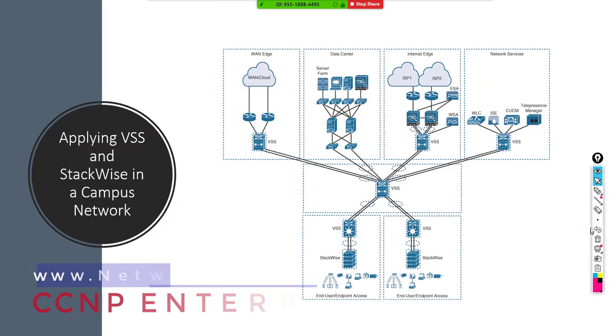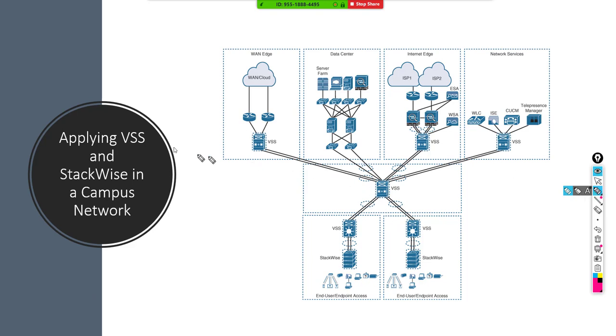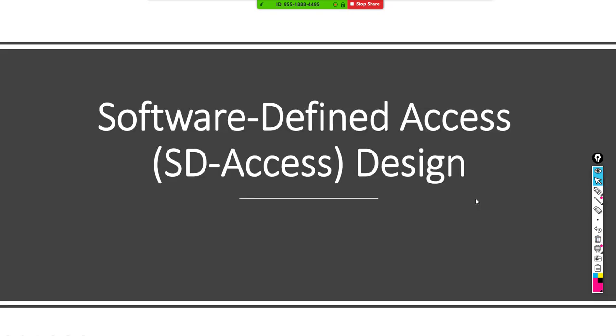Okay, so this is a full scale diagram of VSS and stack in a campus network. We have stack in distribution, we have VSS on core, we have VSS again, and all other things. If you go back to the 3 tier and 2 tier, we have seen more focus on 3 tier or 2 tier. In this, we are focused on the simplified versions, making use of the advanced concepts of VSS and stack wise.